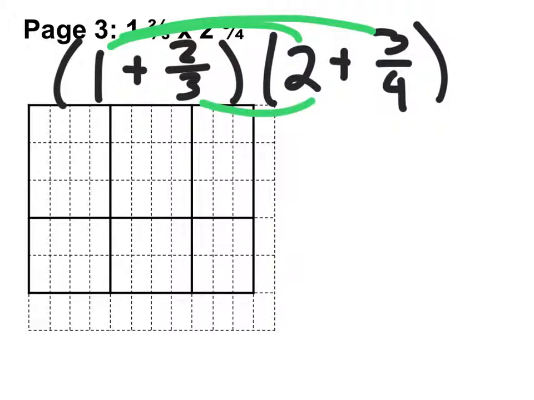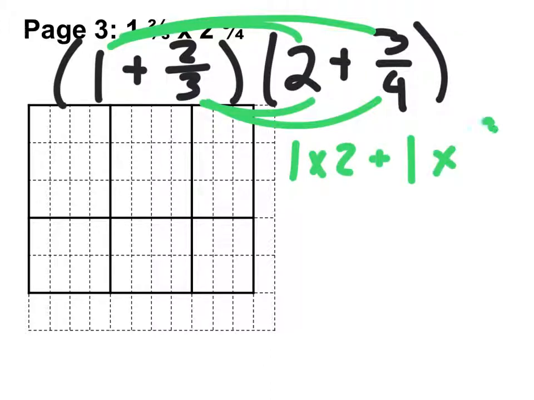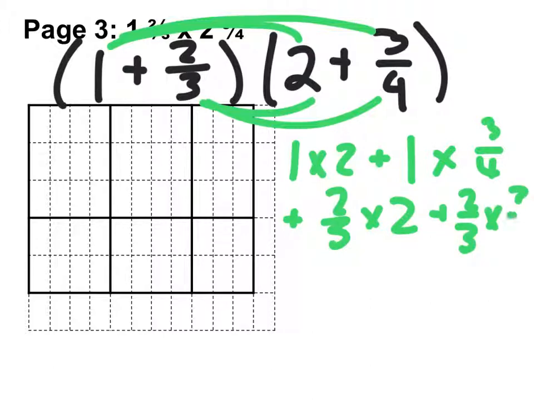The 2/3 multiplies the 2, and the 2/3 multiplies the 3/4. So there's my 1 times 2 plus 1 times 3/4 plus 2/3 times 2 plus 2/3 times 3/4, and then I have to add all those up. Well, the whole number parts are not at all a problem to add up, but it gets a little bit ugly when I have to start adding up the fractions.